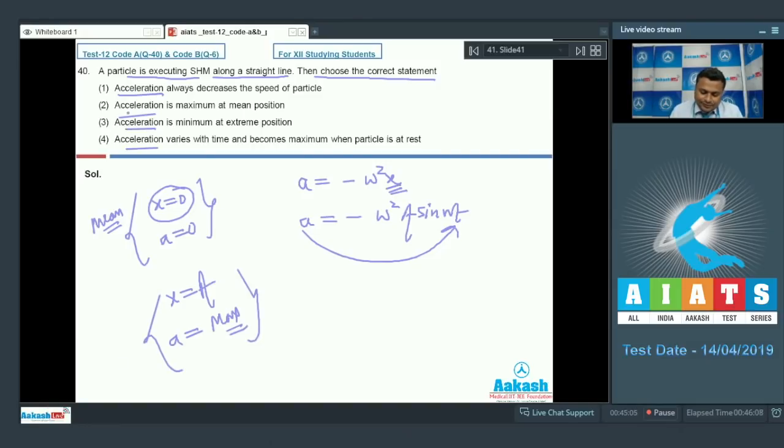So therefore, the second option, acceleration is maximum at mean position, goes wrong. Third option, acceleration minimum at extreme position, goes wrong. Fourth option, acceleration varies with time and becomes maximum when the particle is at rest. So at the extreme position, the speed of the particle is 0. x is A, so therefore acceleration will be maximum. We will go with option number 4. Now move on to the next, that is 41 number.